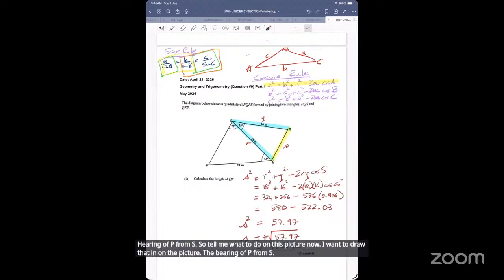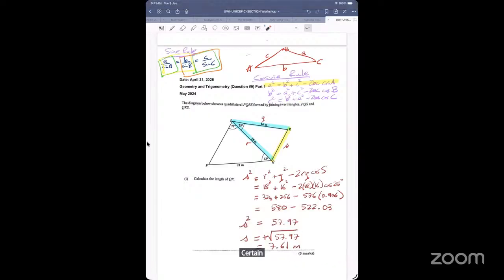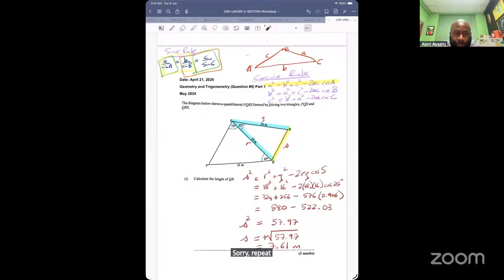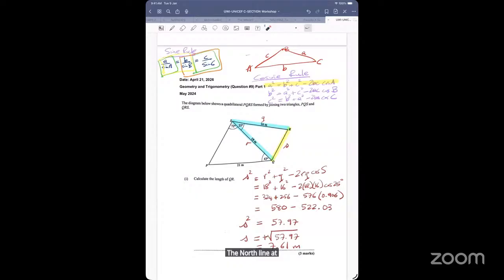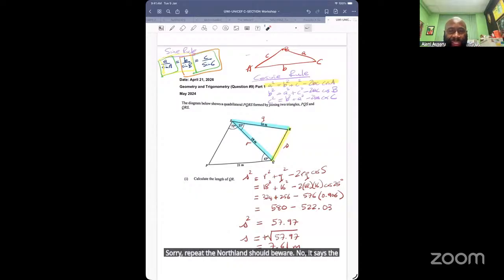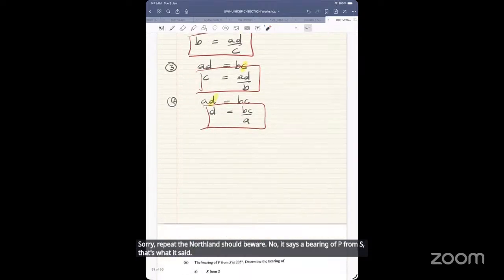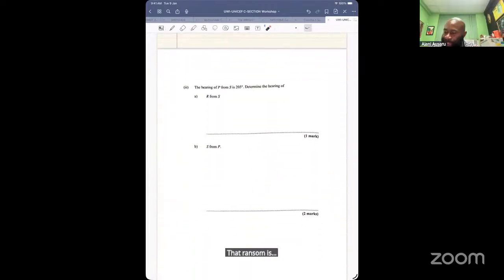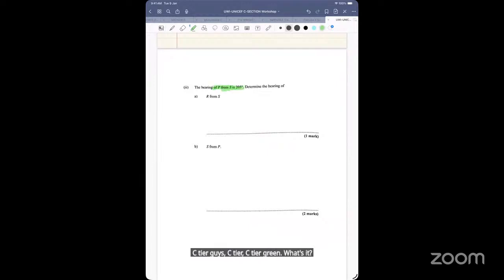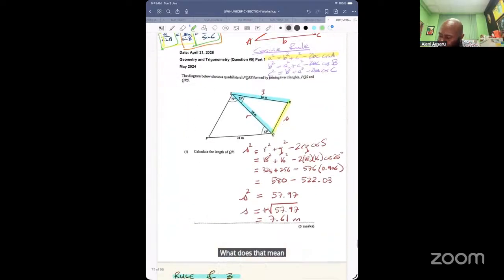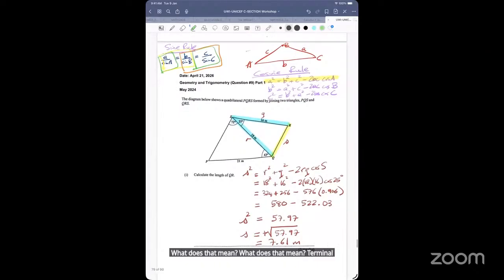What should I draw? Sir, the north line at P. Sorry, repeat. The north line should be where? The north line at P. No, it says the bearing of P from S. Read what it says. See it here, guys. Green. What does it say? The bearing of P from S. From S. What does that from mean? Tell me now. This is the north line to start from S. Ah, so it must be drawn through S.